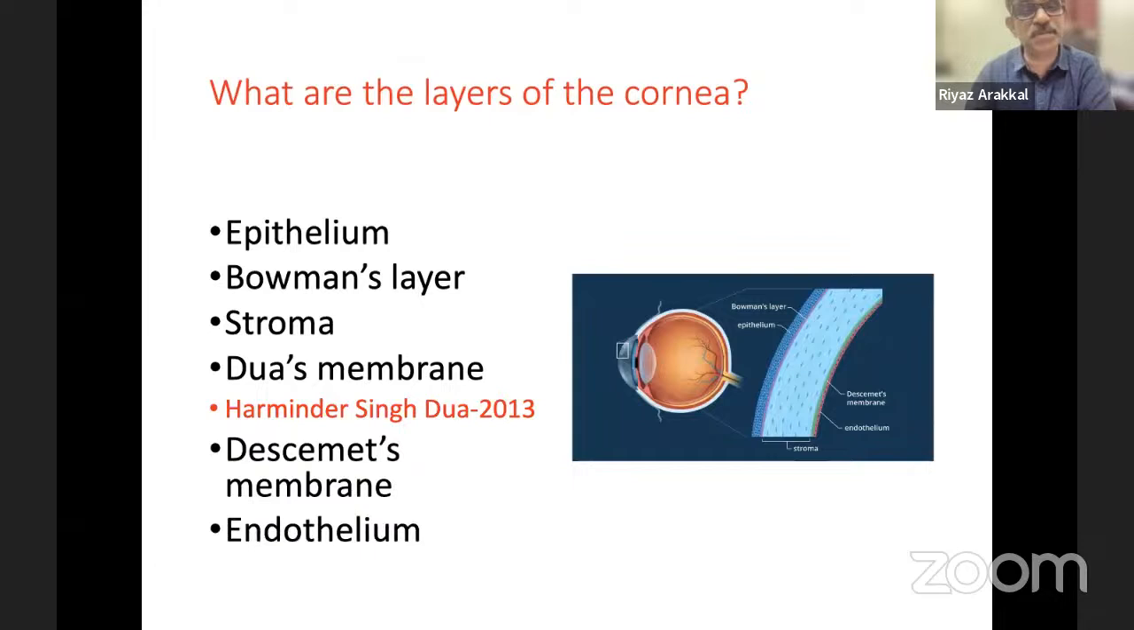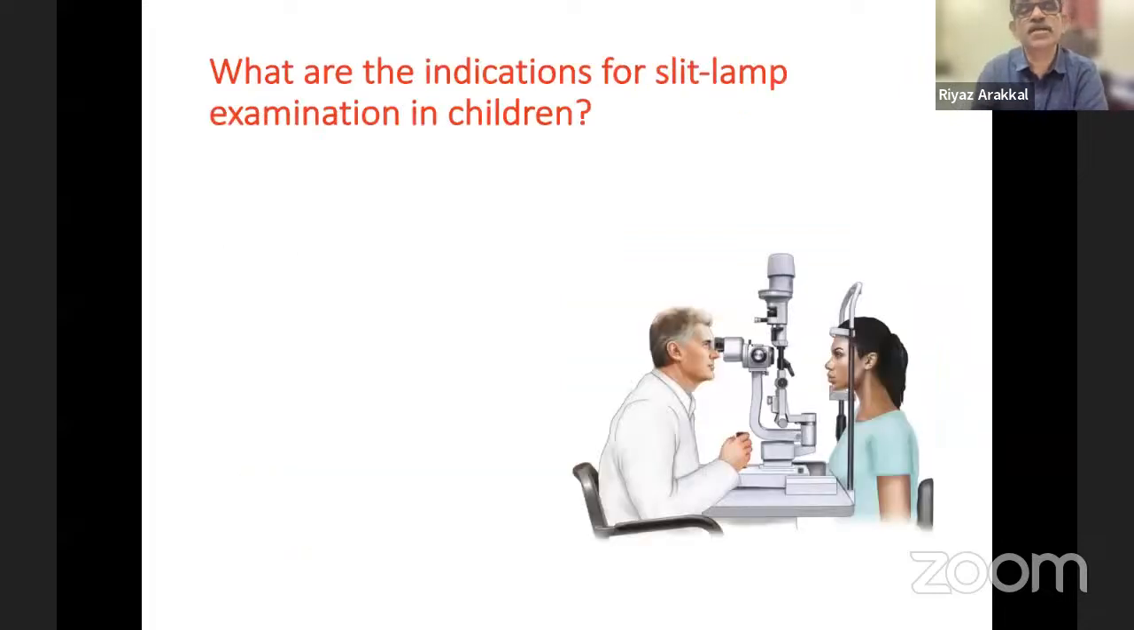Then we have Descemet's membrane and then endothelium. So there are actually nowadays 1, 2, 3, 4, 5, 6 layers, and previously we had only 5 layers. Remember that the KF ring is here in the Descemet's membrane. Then they may ask you, what are the indications of slit lamp examination in pediatrics? It's a short note also they can ask you. What are the indications of slit lamp examination in children?